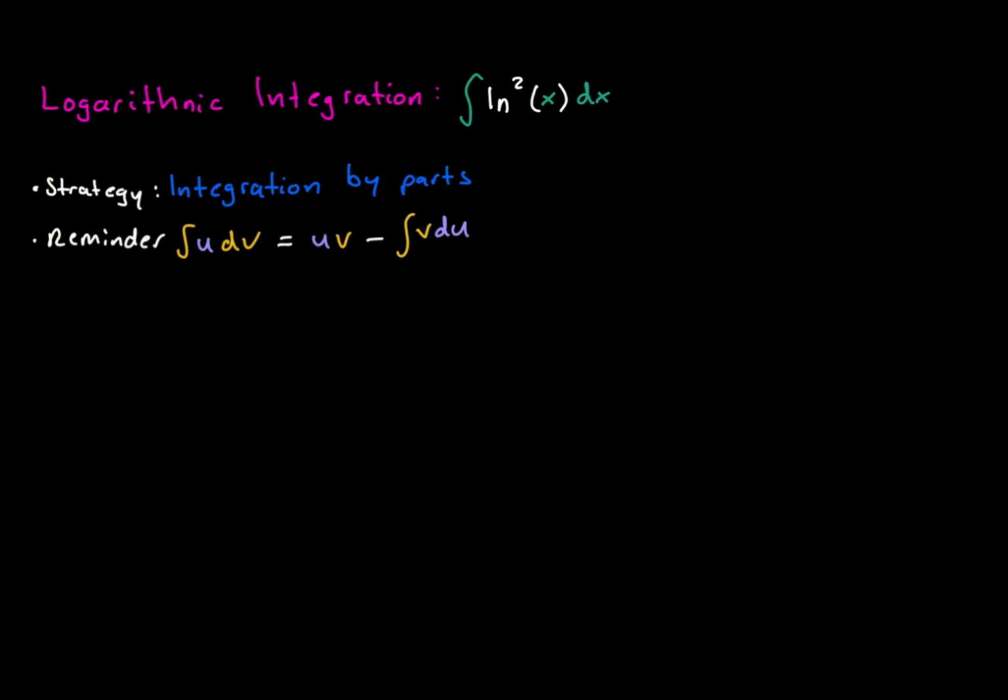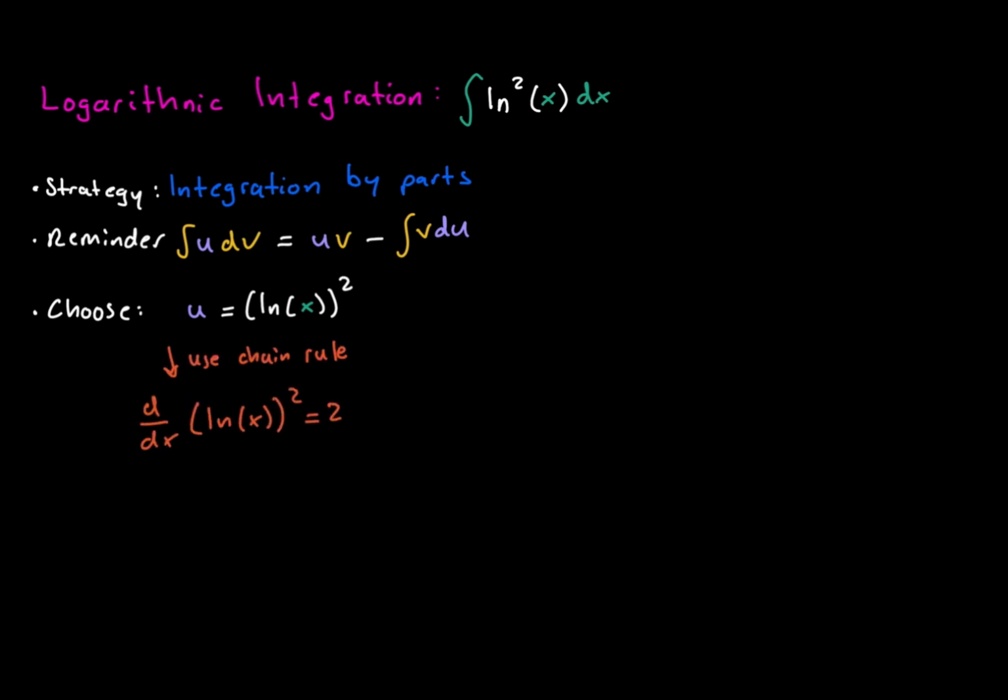Here, natural log squared of x becomes simpler if we differentiate it. So let u equal natural log squared of x. Now let's compute du. Since u is natural log of x squared, we use the chain rule. The derivative is 2 times natural log of x times 1 over x. So du is 2 natural log of x over x dx, and let dv equal dx.